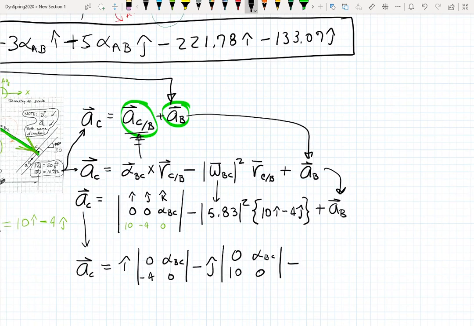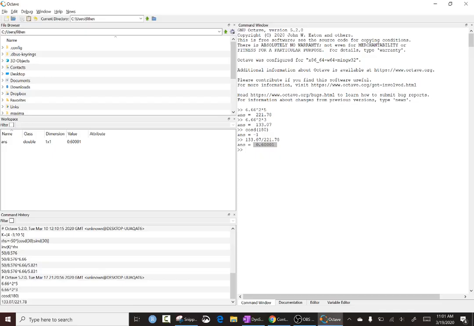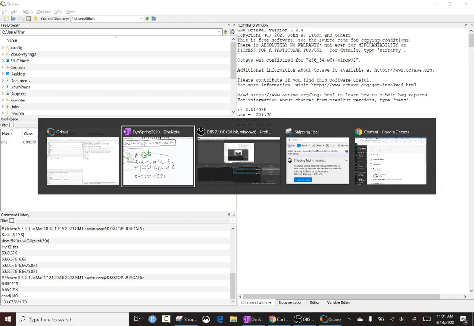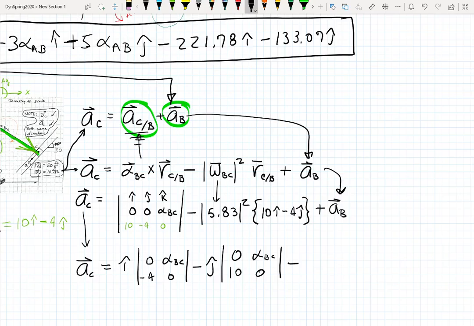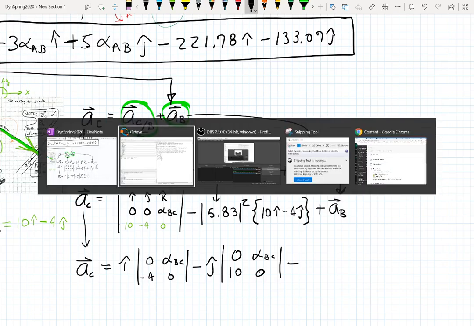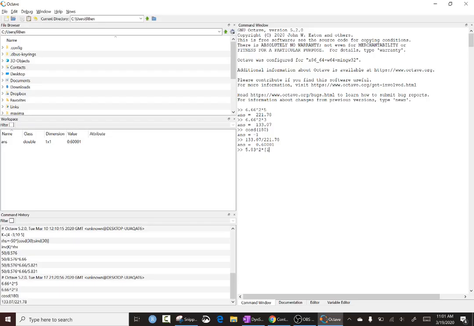Minus, okay. I guess I better start going ahead and putting the terms together. 5.83 squared times, you know what I'm going to do? I'm going to create an actual vector here, and that vector is going to have 10 and a minus 4 in it. 10, minus 4.